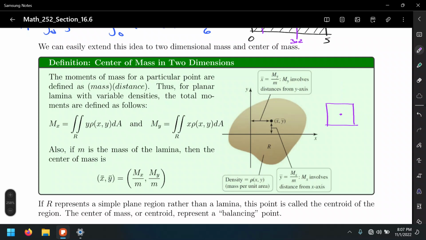Right here, right? But if it's somehow heavier to the left and heavier towards this point, well, the center of mass would be here. And that's where we would have to put a pin, for example, to keep it in balance, right? For this case, let me see if it's evenly distributed.